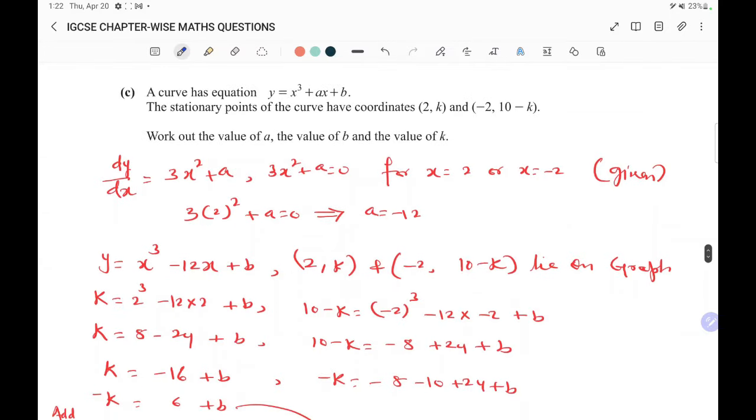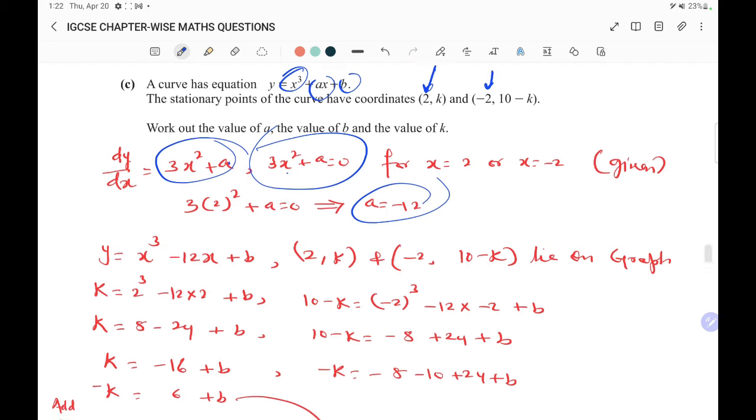Now a curve has equation y = x cubed plus ax plus b. The stationary points of the curve are these. Find the values of a and b. For a stationary point, dy/dx should be 0. x cubed differentiates to 3x squared, ax to a, and b to 0. So dy/dx is 3x squared plus a, which should be 0. The stationary points are given as x = 2 or minus 2. You can put either 2 or minus 2, you will get 3 times 2 squared, and that is the same. So a is minus 12.